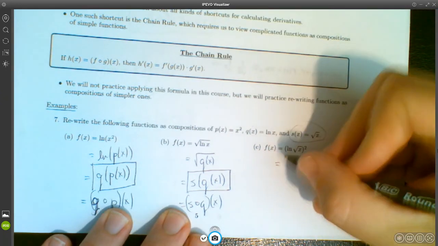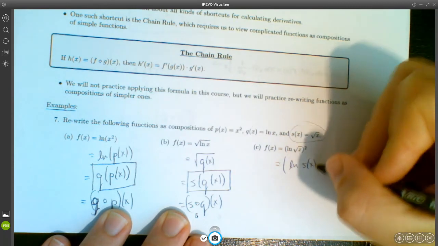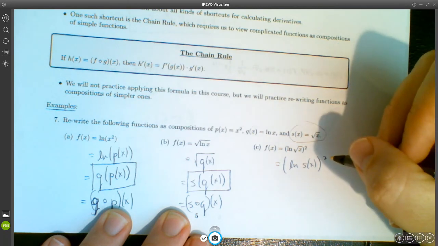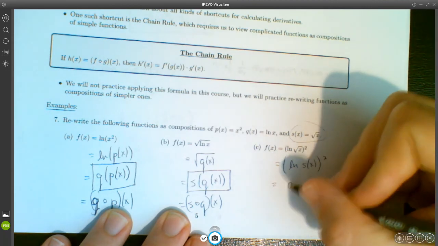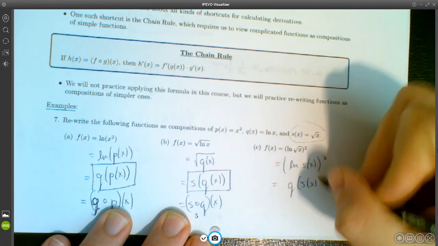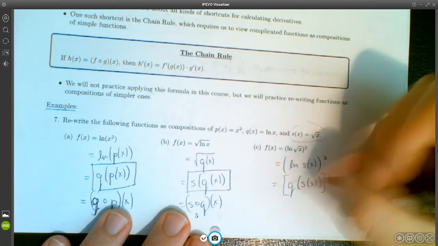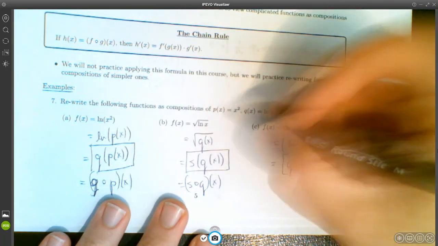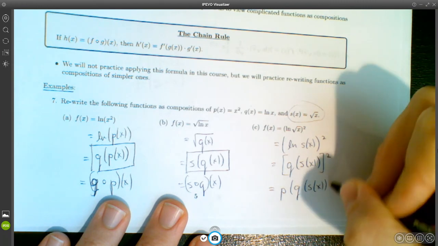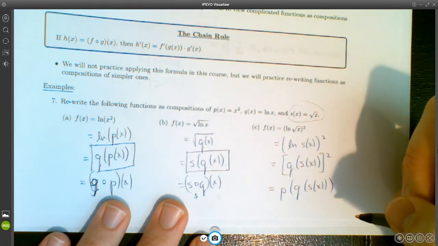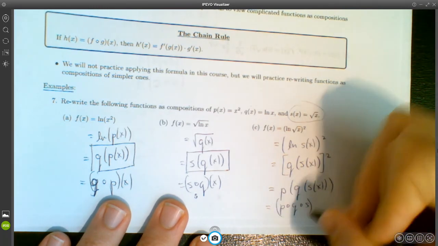And so, in other words, this is natural log of square root of x. That's s, squared. The natural log function is q of x. So this is really q of s of x, squared. Well, what's the quadratic function? We're calling that p of x here. So this is p of q of s of x. Three sets of parentheses, right? In other words, it's p of q of s of x.